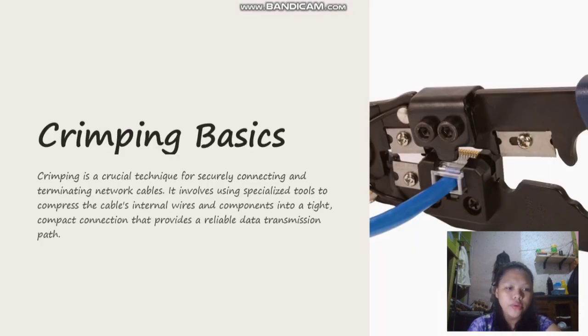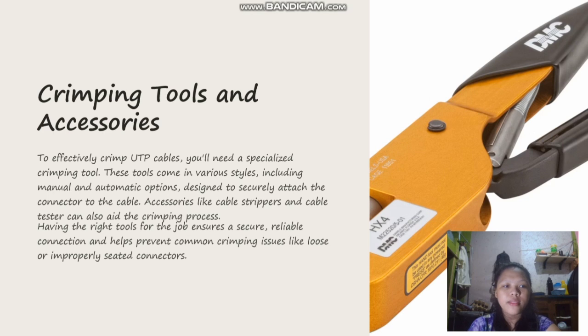Crimping is a crucial technique for securely connecting and terminating network cables. It involves using specialized tools to compress the cable's internal wires and components into a tight, compact connection that provides a reliable data transmission path.